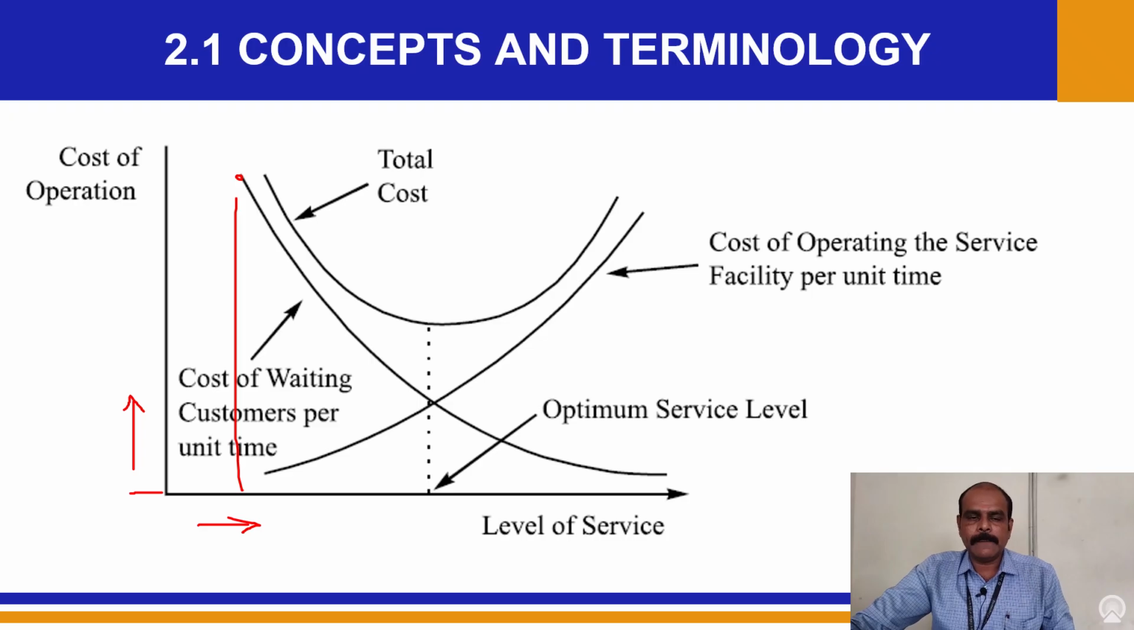On the contrary, we'll go for the other, cost of operating the service facility per unit time. So initially the cost will be low because I've got only one counter. So obviously the waiting time will be very, very high. The cost of operating, obviously, will be low because we have got only one. But the moment you increase the number of counters, obviously the cost is also going to increase. So these two things are corollary to each other. The first case, service is good.